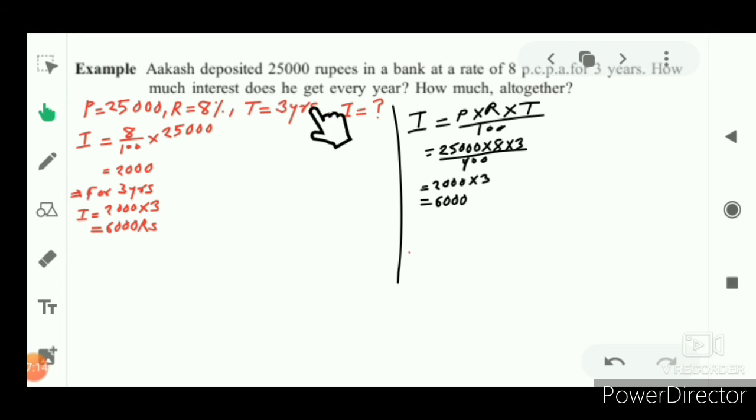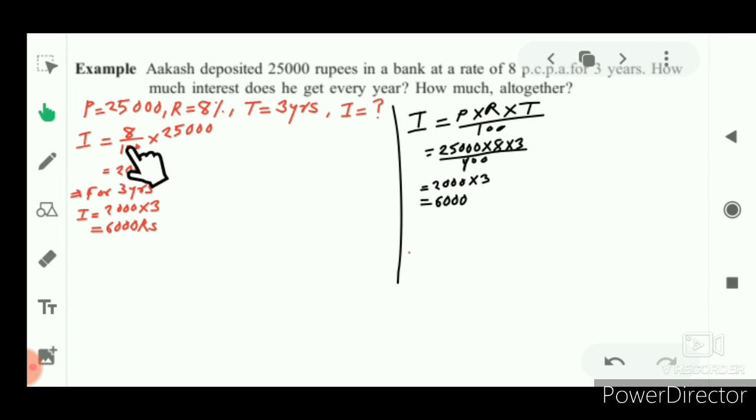Akash deposited 25,000 rupees in a bank at a rate of 8% per annum for 3 years. How much interest does he get every year? How much altogether? Okay, सो आकाश, अब उसने बैंक में जमा करवाया, डिपॉजिट करवाया 25,000 रुपीज़ और उसको 8% पर एनम पे 3 ईयर्स के लिए उसने डिपॉजिट करवाया. सो हर साल उसको कितना इंटरेस्ट मिलेगा और एट द एंड ऑफ 3 ईयर्स कितना इंटरेस्ट मिलेगा. तो पहले हम कैलकुलेट करते हैं कि एक साल पे उसको कितना इंटरेस्ट लगेगा.